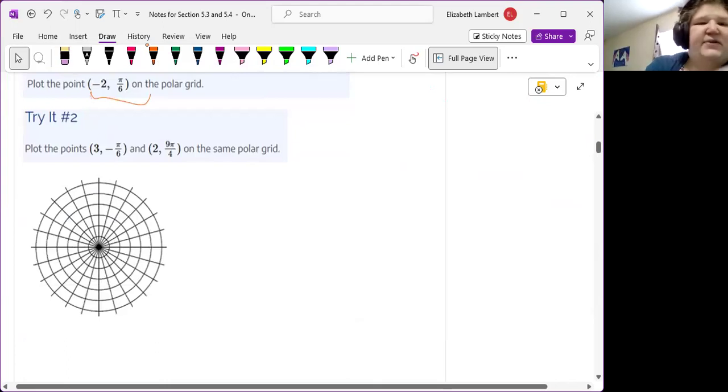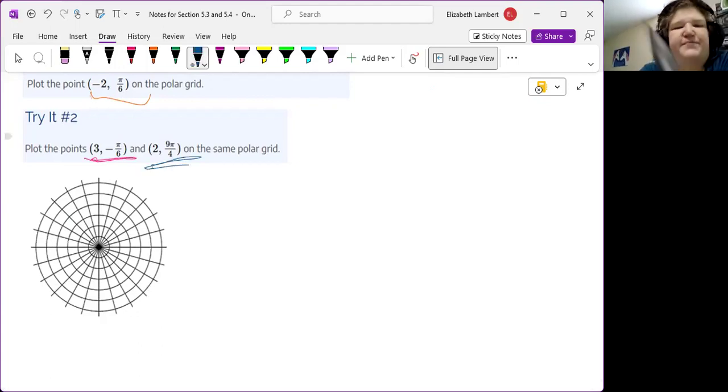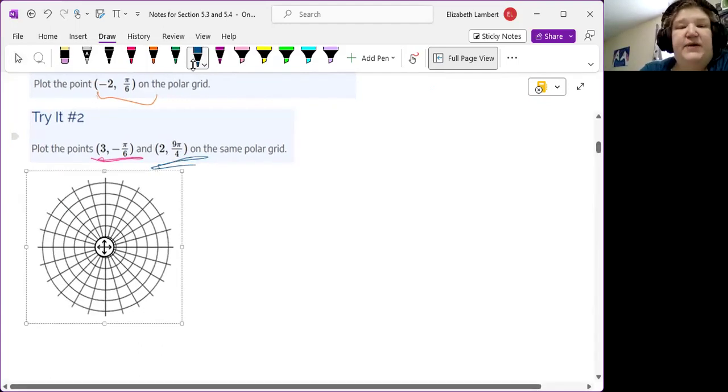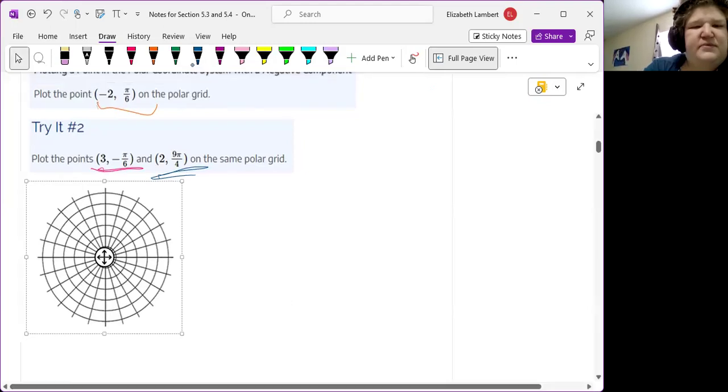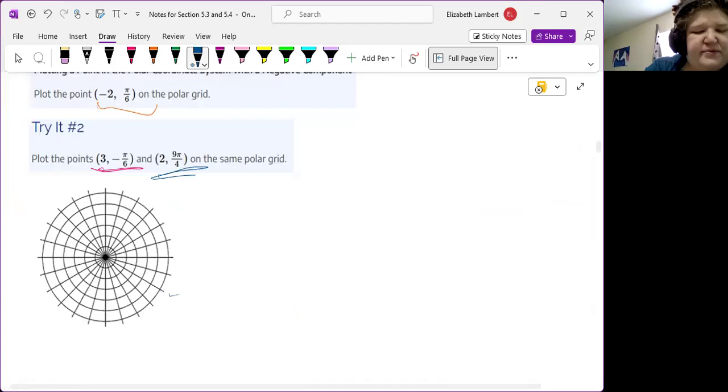So now we've got these down here. Let's go with pink for one, blue for another. All right, so negative pi over 6, just like on the unit circle. Negative pi over 6 is going to be down here.